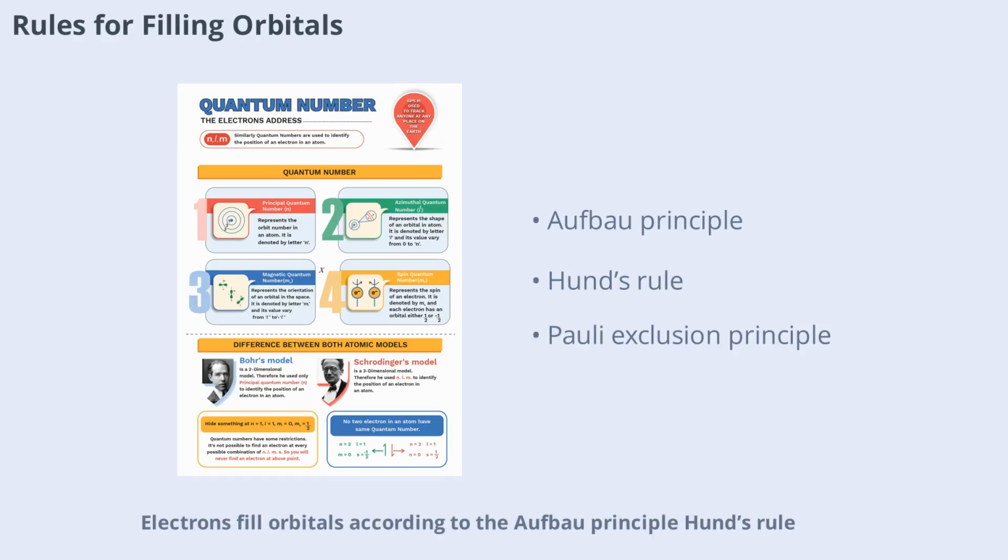Electrons fill orbitals according to the Aufbau principle, Hund's rule, and Pauli exclusion principle. The Aufbau principle states that electrons occupy the lowest energy orbitals first. Hund's rule says orbitals in a subshell are filled singly with parallel spins before pairing. Pauli exclusion principle states that no 2 electrons in an atom can have the same values for all 4 quantum numbers. These rules determine the electronic configuration of atoms.